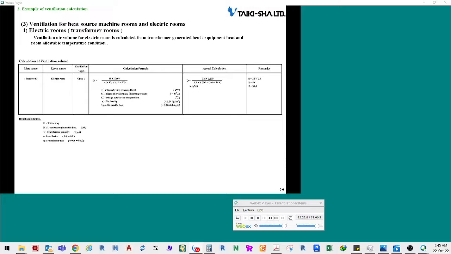Electric rooms. Determine the ventilation air quantity for electric rooms based on the calorific value obtained from the equipment including transformers and the allowable room temperature. Obtain the calorific value of the transformer from a person in charge of the electric system design. If you roughly estimate the ventilation air quantity, calculate the calorific value by the calculation formula shown on the slide. You should confirm the calorific value after you have determined the individual specific numeric values.